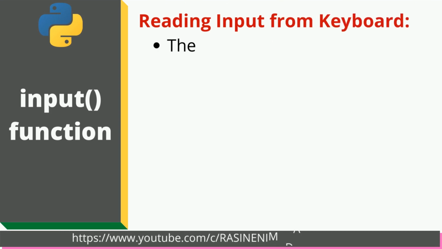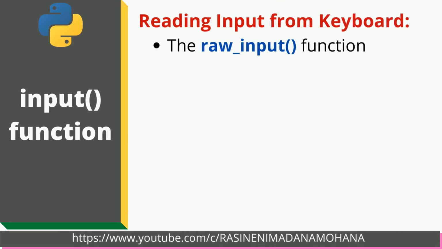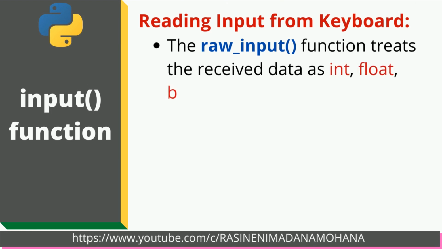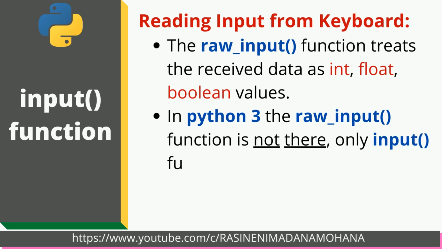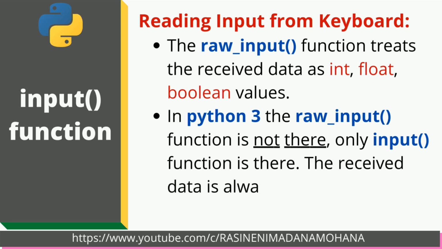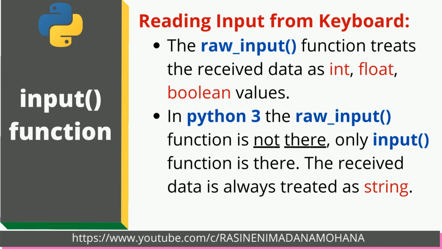Now, what about the raw_input function? The raw_input function treats the received data as integer type, floating type, boolean type, etc. So by default, the input data is treated as a string by the input function, whereas using the raw_input function, the data can be treated as int, float, boolean, etc. In Python 3, the raw_input function is deprecated. That means it is not there; only the input function is there. That means whatever data is received is always treated as a string in Python 3.